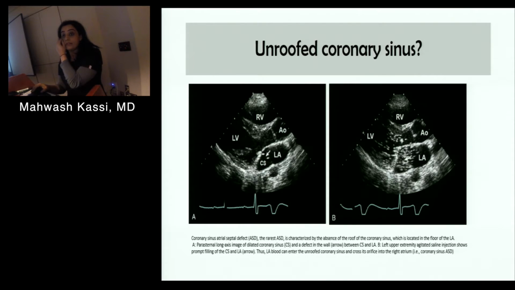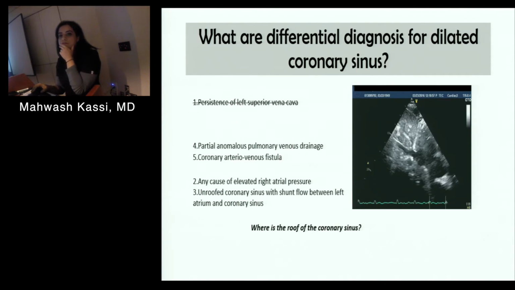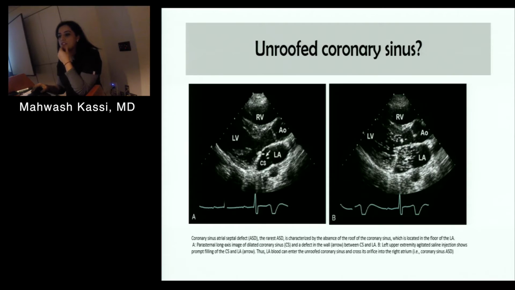But there's no way bubbles are getting into the coronary sinus unless there's a persistent left-sided SVC. No, I think you have to give the agitated saline in the right arm, not the left, right? Yeah, but then it would go from the coronary sinus to the right atrium, it doesn't go back, because the coronary sinus normally has right-sided flow. It's only when there's this anomalous, or persistent left SVC, which is the most common, your type 1 unroofed coronary sinus. The most common one is the one with the persistent left-sided superior vena cava.